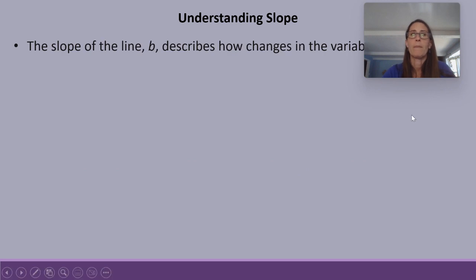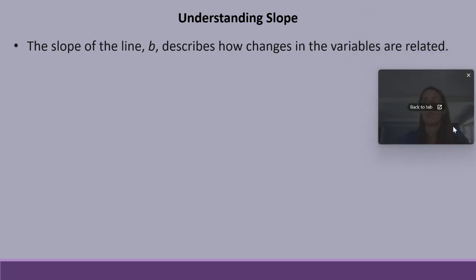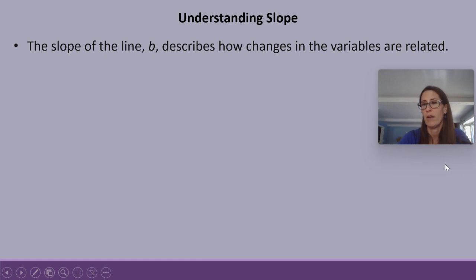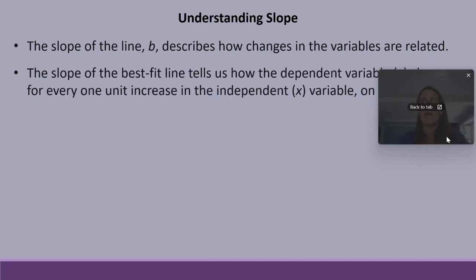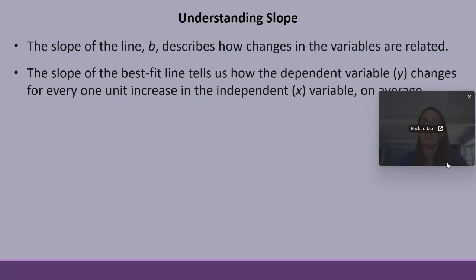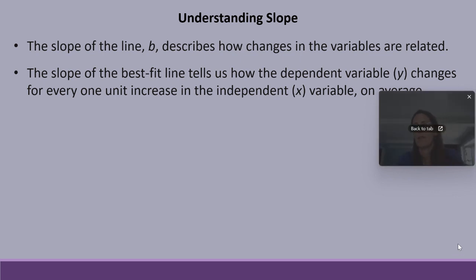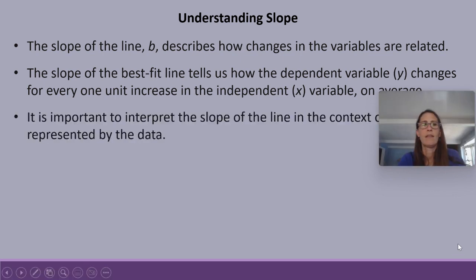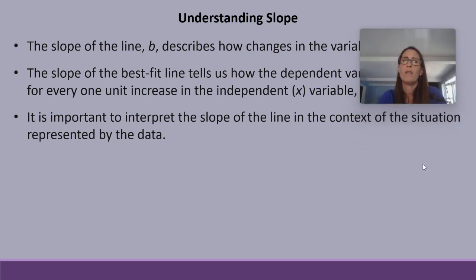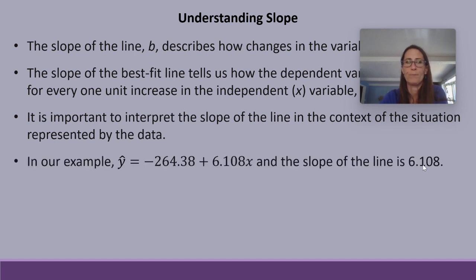So slope. The slope of the line, b, describes how changes in the variables are related. It tells us how the dependent variable y changes for every 1 unit increase in the independent variable x on average. And we always have to think about our slope in the context of the situation represented by the data, like being able to say, oh, it increases by this much when what goes up by 1. You need to know what those variables stand for to really understand your slope.